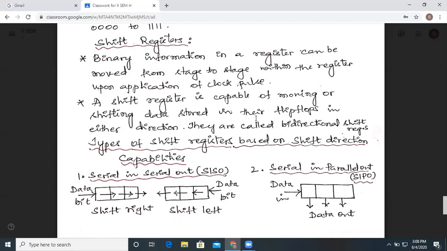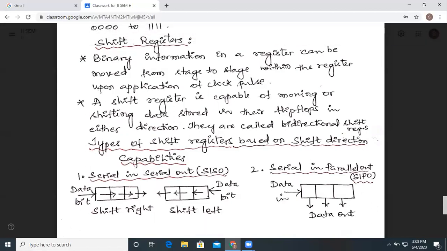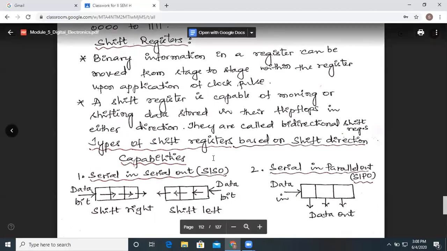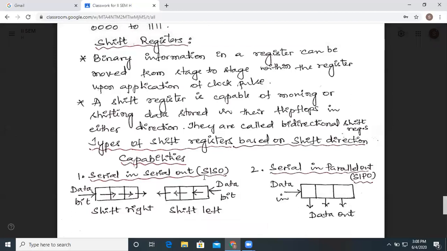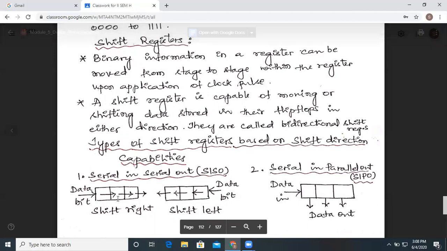First, let us see the serial in, serial out. The operation that is performed is called SISO, that means serial in, serial out. So the data bit is given over here. Only 3 bits have been shown, it is for illustration. You can construct a shift register of any number of bits. Here, just for illustration, a 3-bit shift register is being shown.